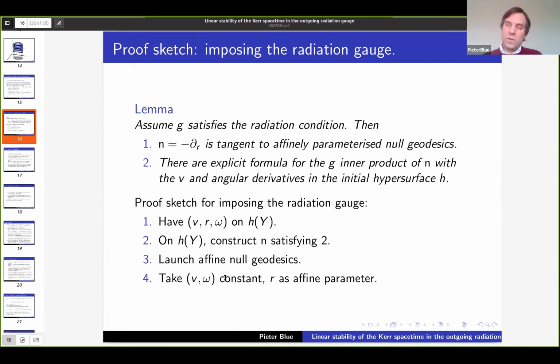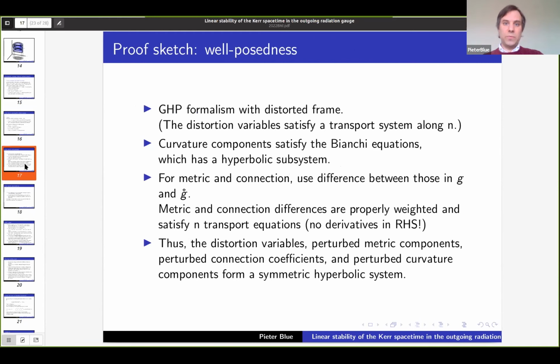I think this is quite similar in spirit to the part of the GCM construction in the Klainerman-Szeftel result, but there's more going on there that isn't the same. So the exact relationship isn't completely obvious to me, but there's certainly a close connection. So that's how we impose the radiation gauge.